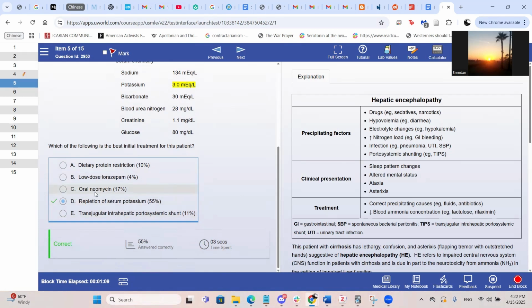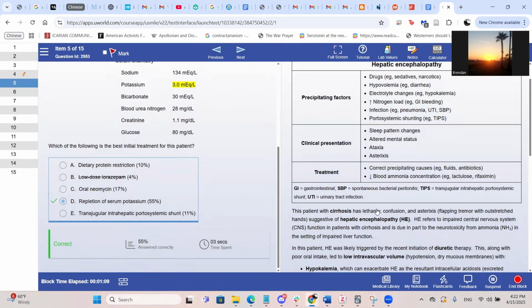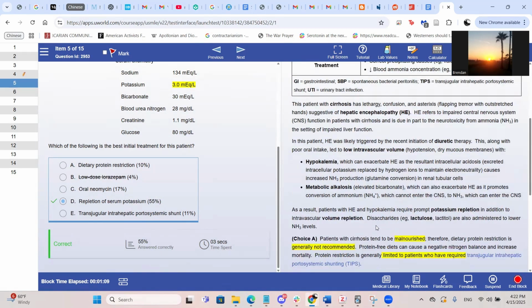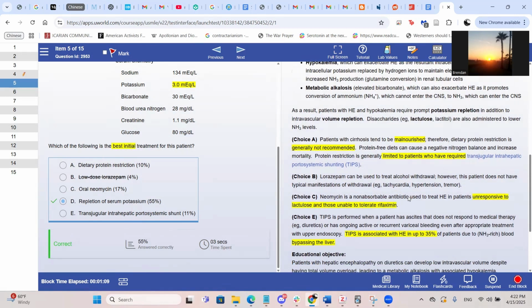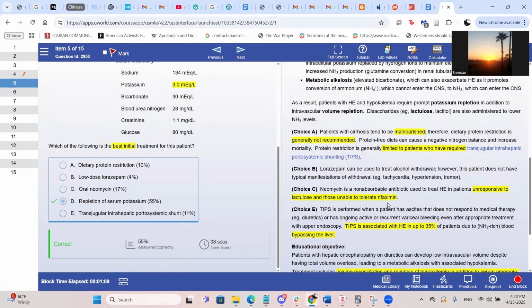Oral neomycin, we did mention that. That is an option for hepatic encephalopathy. It's just not first line by any means. It's third line. And so we wouldn't really jump to neomycin as an initial treatment because it's reserved for patients that are very refractory.